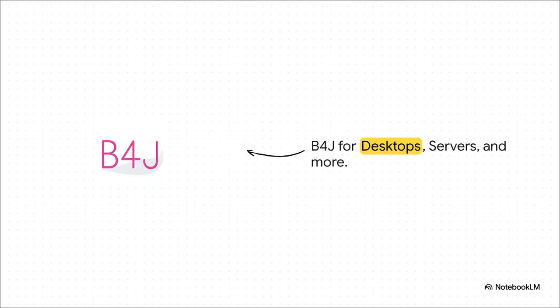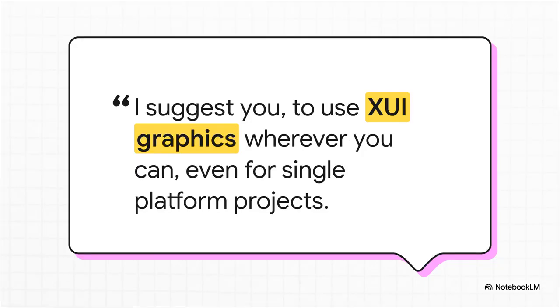And to complete the picture, we have B4J. It's another 100% free tool that lets you create desktop apps for Windows, Mac, and Linux. And not just that, you can also build server solutions and even run it on ARM boards like a Raspberry Pi. So, the big question is, how do we tie all these powerful platforms together?